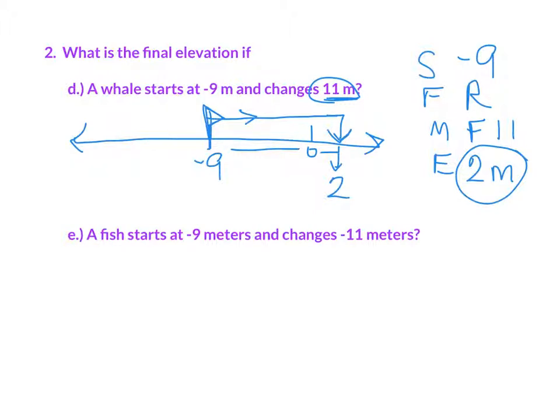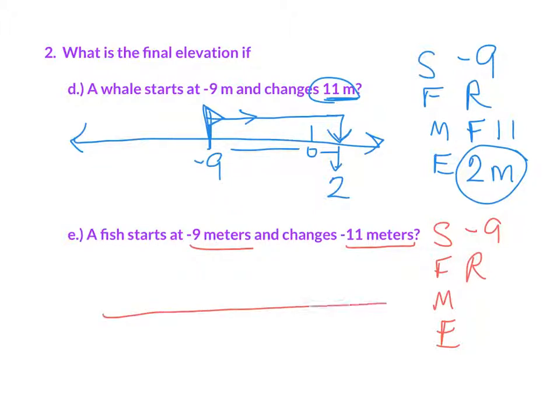I've got a fish starting at negative 9 meters and changing negative 11 meters. So I just have to, again, set everything up. It's the same every single time. And just like in the proportion problems, once we get into the rhythm of doing the same thing over and over, then we should never get it wrong, provided that we double check everything. I know in the last video I said something aloud that was correct but wrote down the wrong number. I do apologize for that.